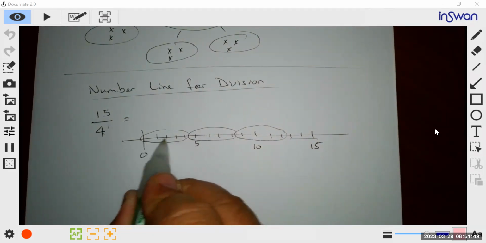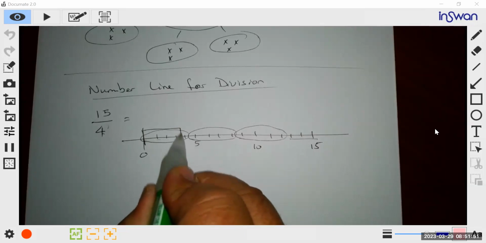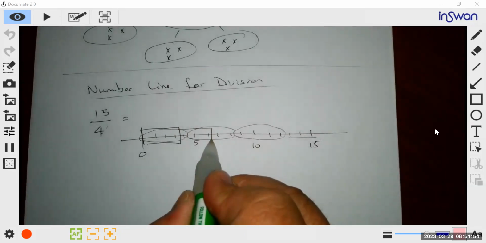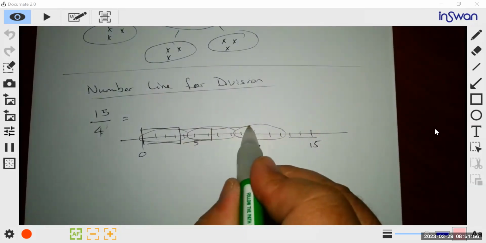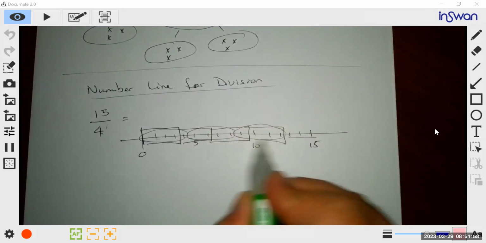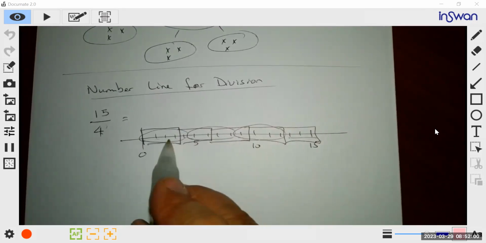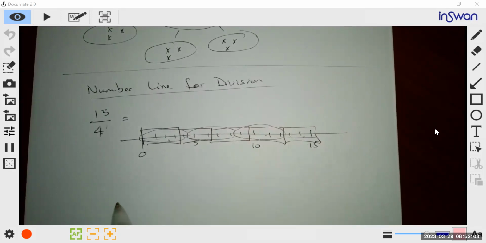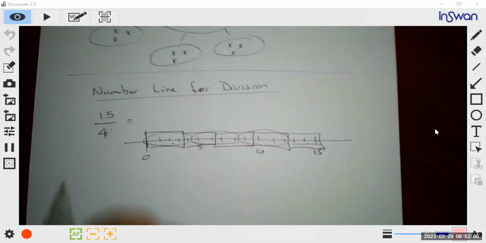So now we try 3. 1, 2, 3. 1, 2, 3. 1, 2, 3. 1, 2, 3. 1, 2, 3. Yeah, 3 works, but there are too many groups. So this doesn't work.